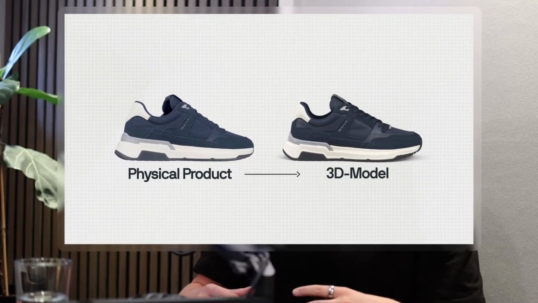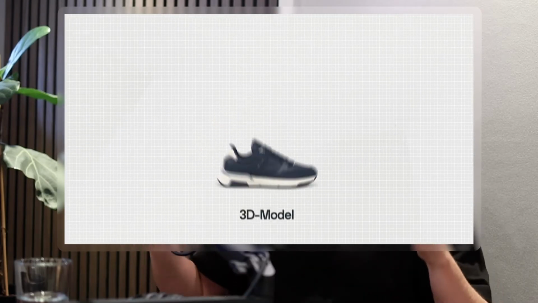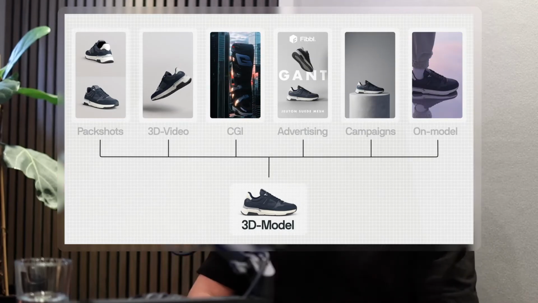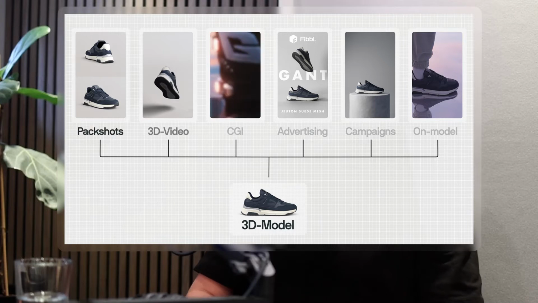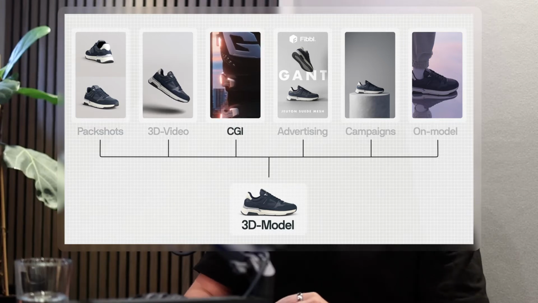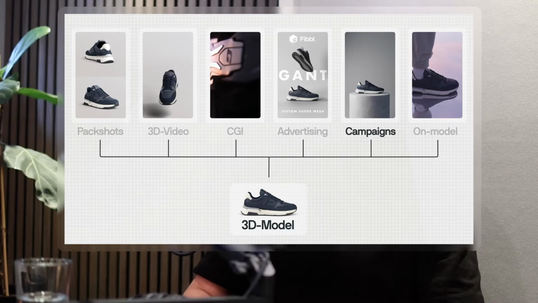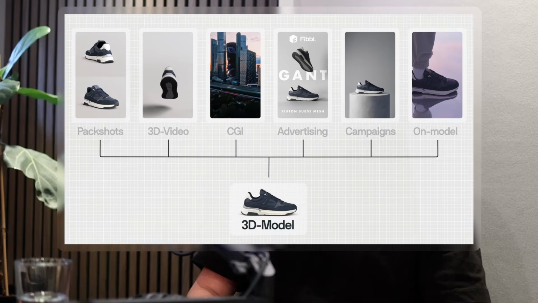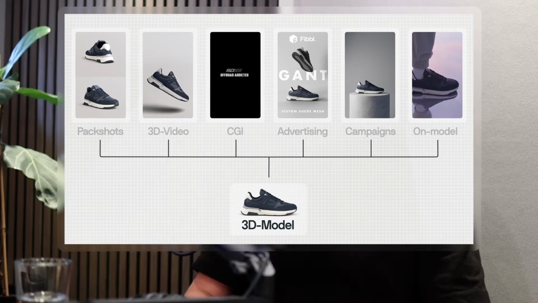So I think the map that you can see here demonstrates what we know pretty well that you can do with 3D model today. So it's everything from pack shots to CGI videos, to advertising content, campaign content, and even on model images. But it's just a matter of getting in there and trying to explore. So these are the areas that we have seen that brands have been able to leverage the files that we provide today, basically.